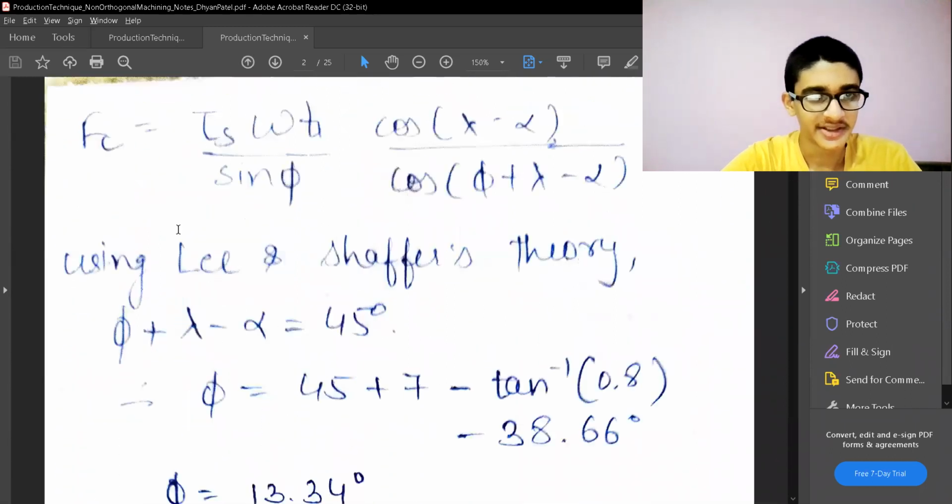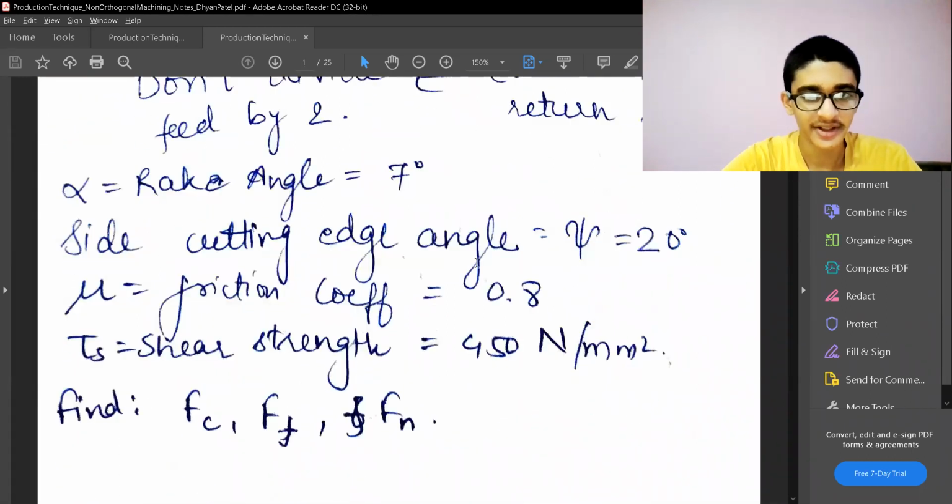Now the rake angle is given, back rake angle, surface angle, side cutting edge angle. So that's the new entry which we have with respect to orthogonal machining.